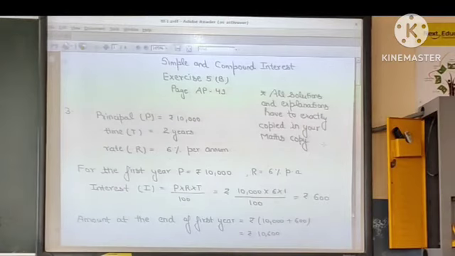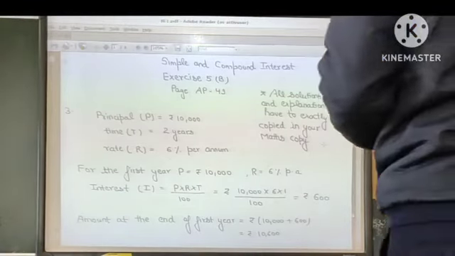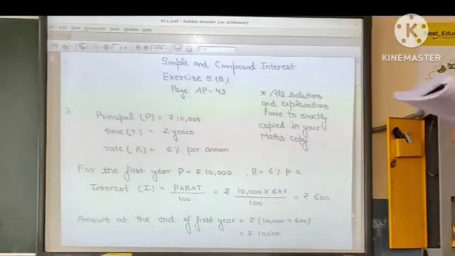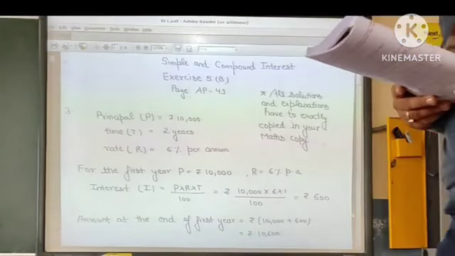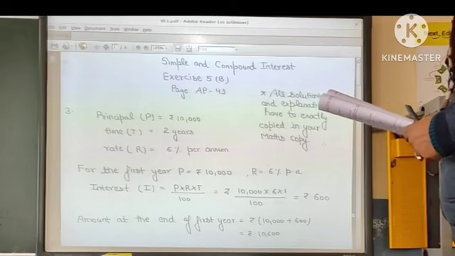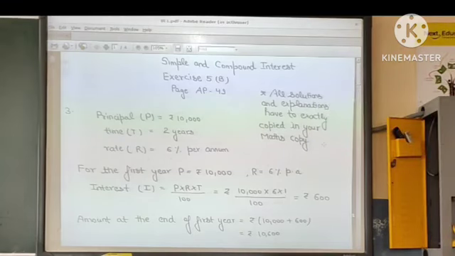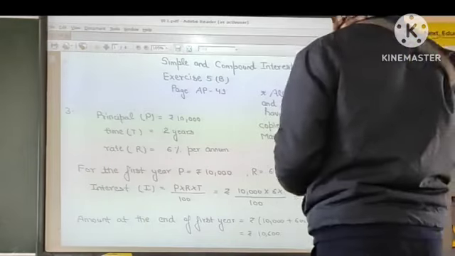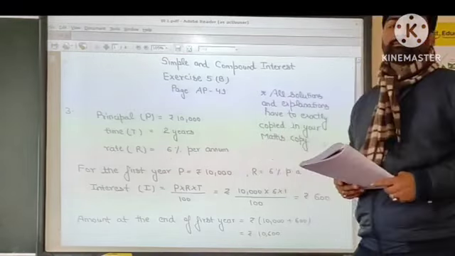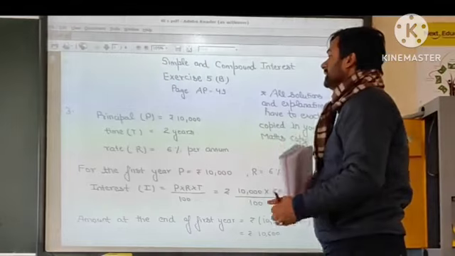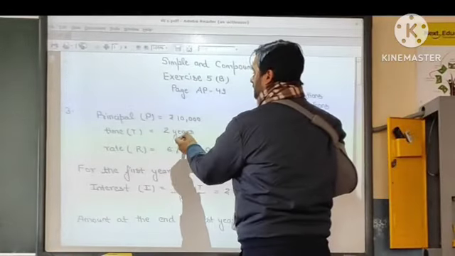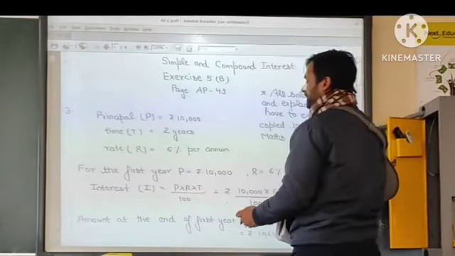Now it is a very basic question that you can solve using the formula of compound interest. You can also go for one more thing, that is the formula for simple interest. So this question could be solved easily using the compound interest formula and also the simple interest formula. Now see here what is given. The principal is 10,000, time is 2 years, rate is 6% per annum.